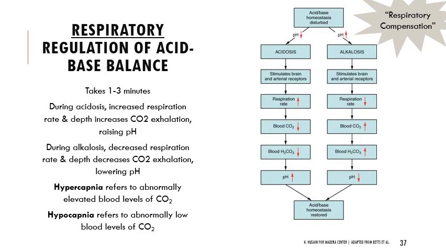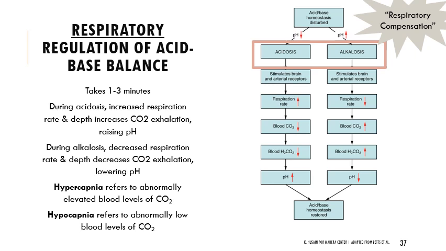Okay, so then in terms of respiratory compensation or respiratory regulation of acid-base balance, again, this occurs much more quickly, on the order of 1 to 3 minutes. And so we might have acidosis or alkalosis. Acidosis, as the name suggests, is associated with a low pH. So in that situation, your brain is stimulated, you have increased respiration rate and also depth. So in that case, you're getting rid of more carbon dioxide.